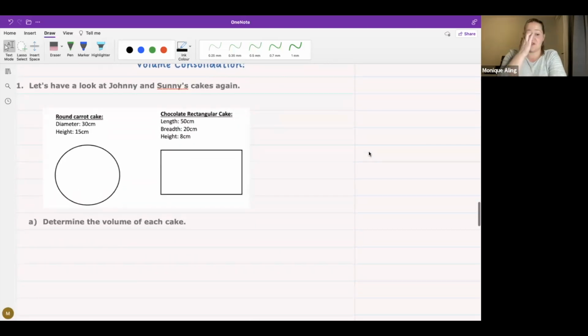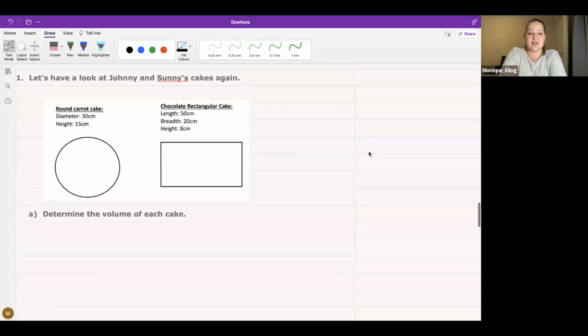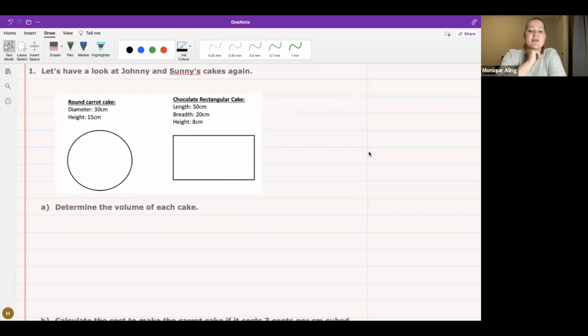Okay, so let's have a look at Johnny and Sunny's cakes again. So same situation. First question. Determine the volume of each cake. So I'm going to ask you guys to quickly try that. Same two shapes we've been dealing with, a cylinder and a rectangular prism. Calculate the volume of each.